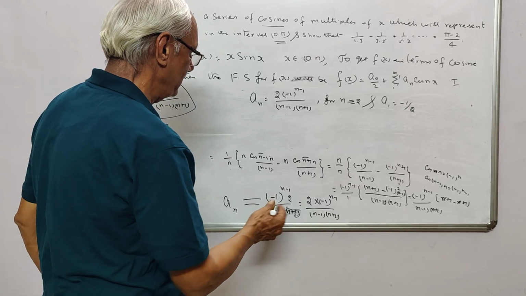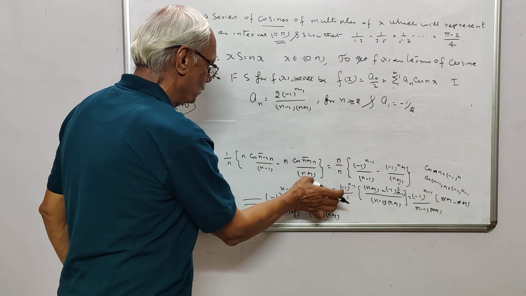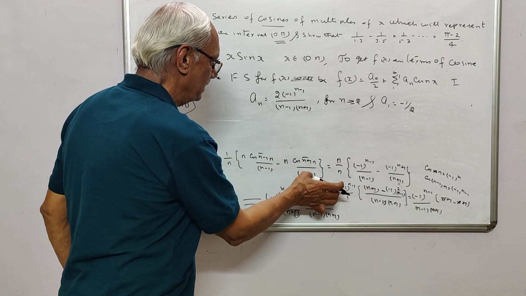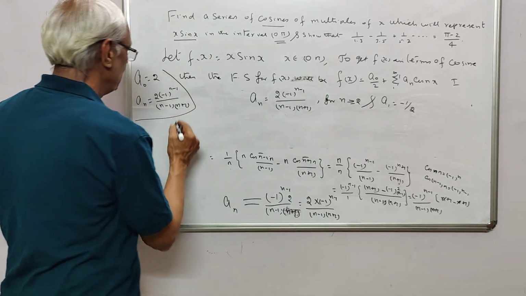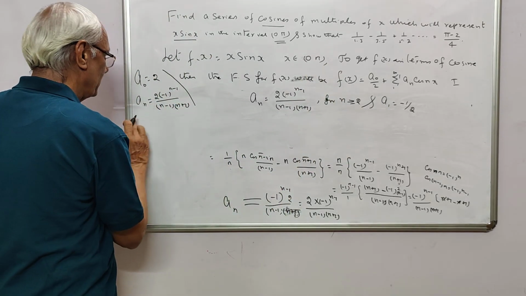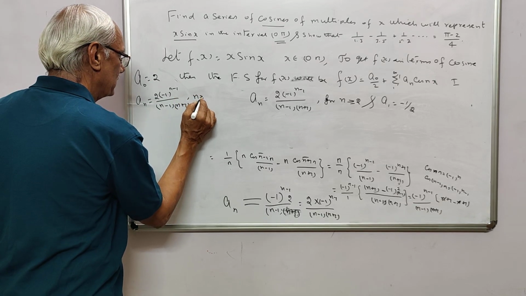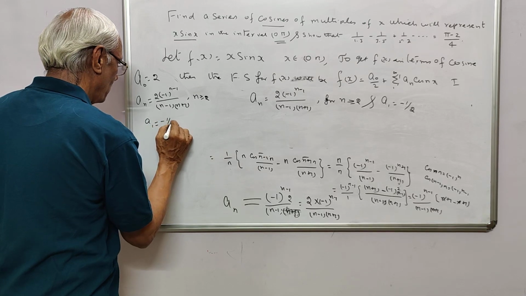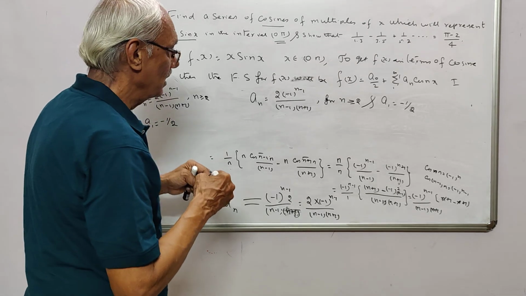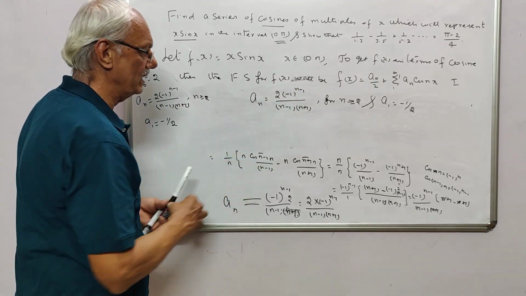Am I correct or not? If you put this one, the pi goes off, no problem. So you are getting 1 plus 1, which means 2 pi by 2. So this is the value. In this place you must write n is greater than or equal to 2 and a1 is equal to minus half. This is a very important place, so you write like this.